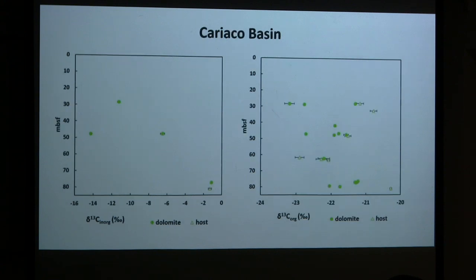Cariaco Basin inorganic carbon isotopic data increases with depth. It goes as low as about negative 14 per mil, all the way up to almost zero, about negative 1 per mil, for both dolomite and host samples. For organic carbon isotopic data, no clear trend with depth, but these are within normal ranges for terrigenous and marine sourced sediments.